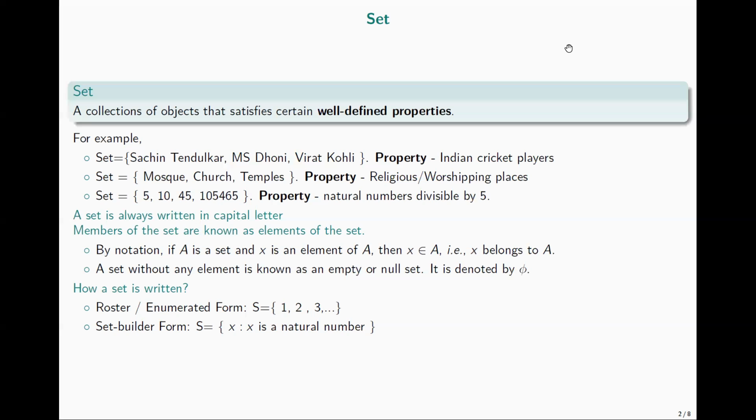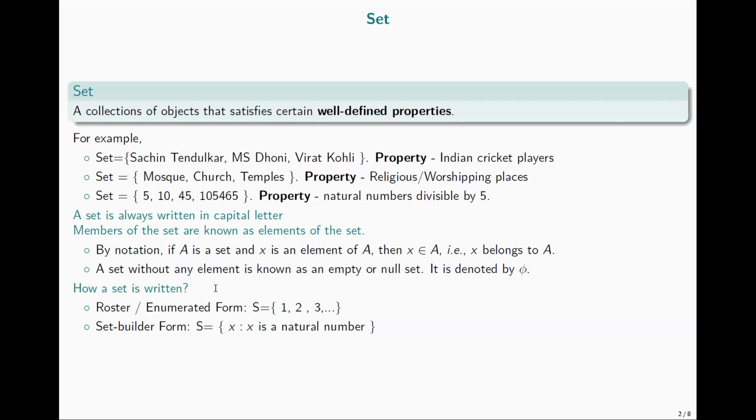Next, a set is always written in capital letters. The members of those sets, for example in the first set Sachin Tendulkar, MS Dhoni, Virat Kohli, are known in mathematics as elements of this set. People use member and element interchangeably. You should remember this symbol: x belongs to A. It means x is an element of A.